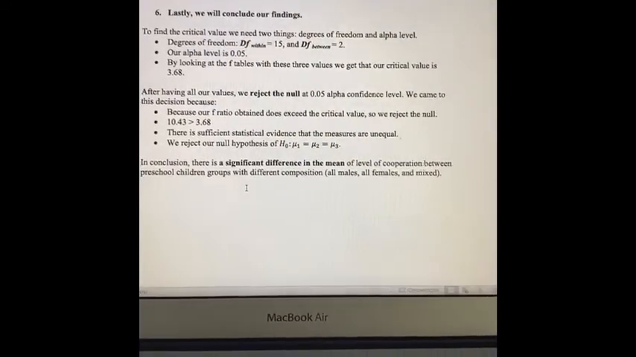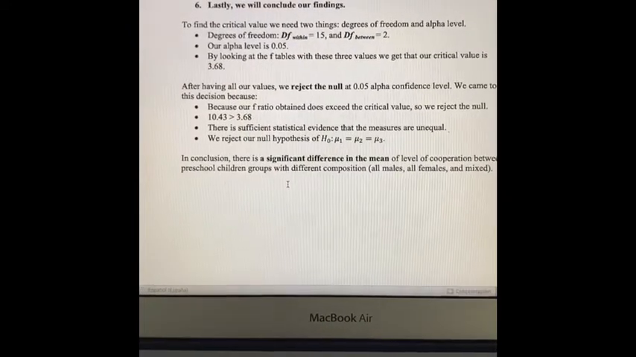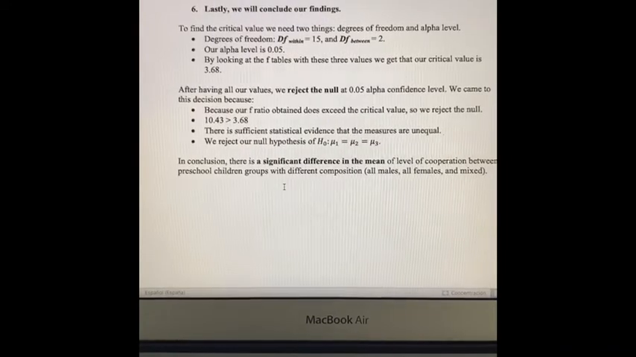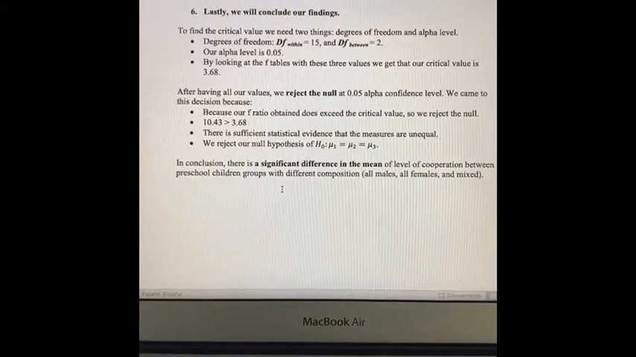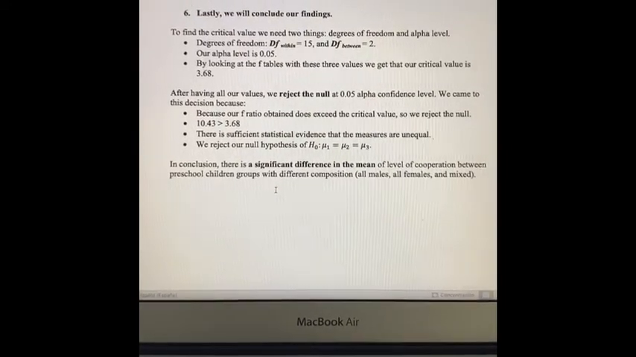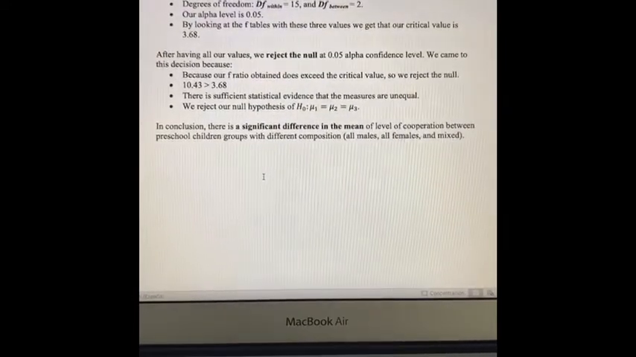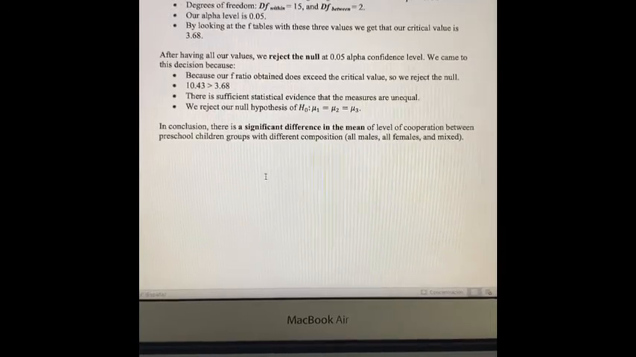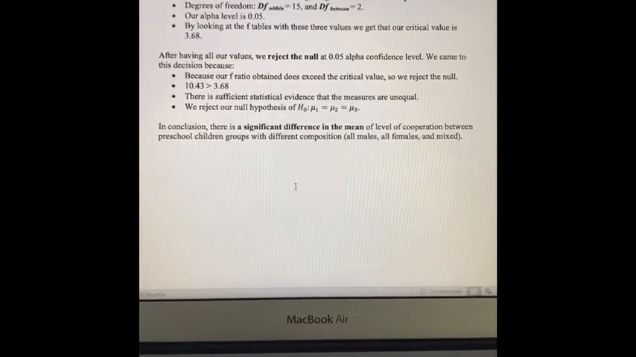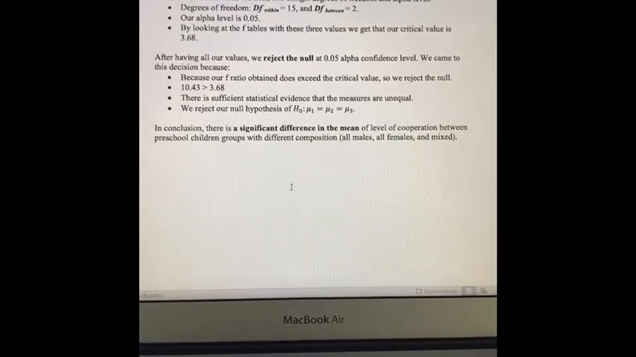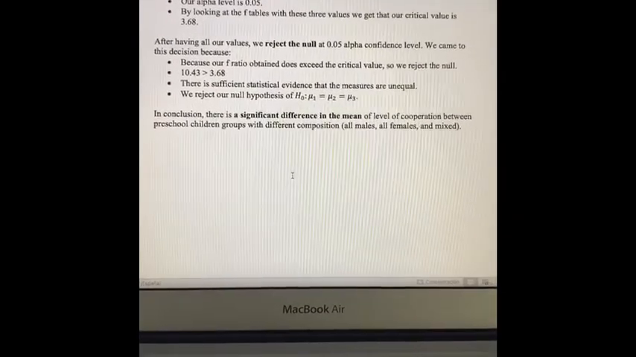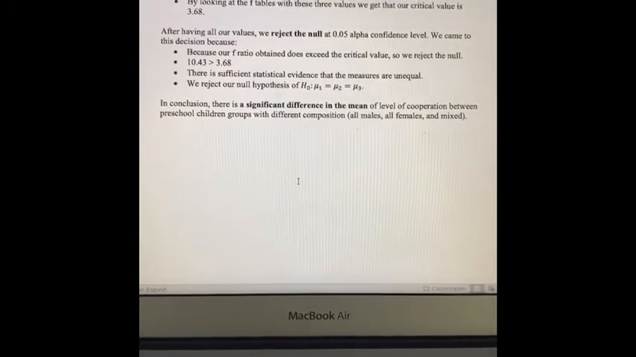So after having all values, we can reject the null at a 0.05 alpha level, because our F ratio obtained does exceed our critical value a lot. So 10.43 is way bigger than 3.68. So we reject our null hypothesis. And this means that there is statistical evidence saying that the means are unequal, that there is a difference. However, we don't know where that difference lies.